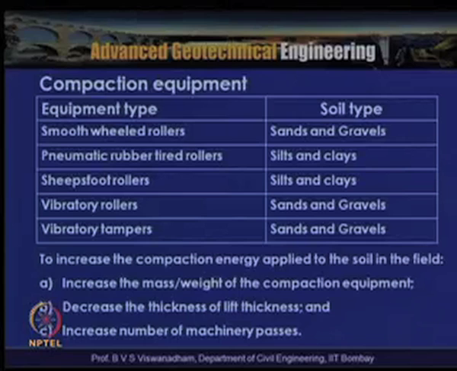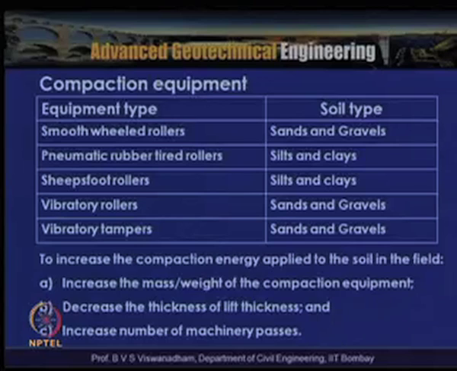In summary, smooth wheel rollers, as we have seen, are basically used for sands and gravels, pneumatic rubber tired rollers for silts and clays, sheep's foot rollers basically for silts and clays and fine grained soils, vibratory rollers especially for sandy and gravel soils, and vibratory tampers also for sands and gravels. To increase the compaction energy applied to the soil in the field, increase the mass or weight of the compaction equipment, or decrease the lift thickness. That means if you are able to decrease the lift thickness, there is a possibility that adequate compaction can be ensured in the field, and increase the number of machinery passes.